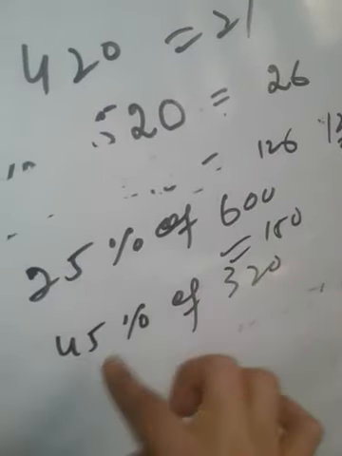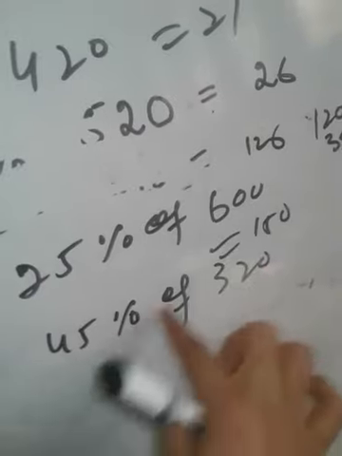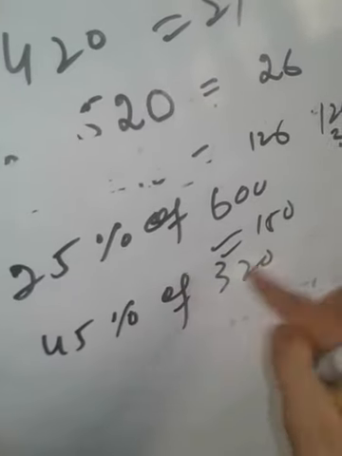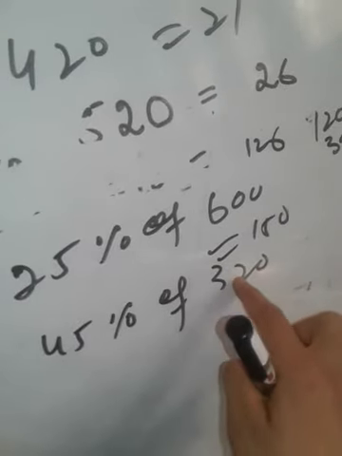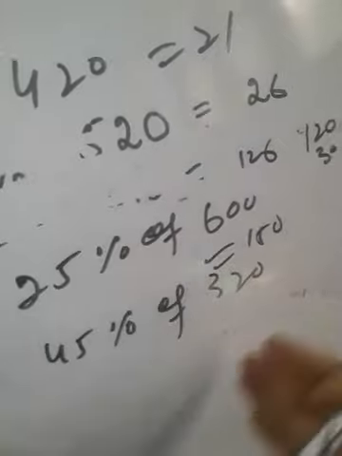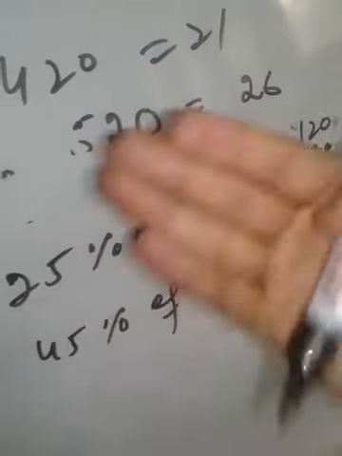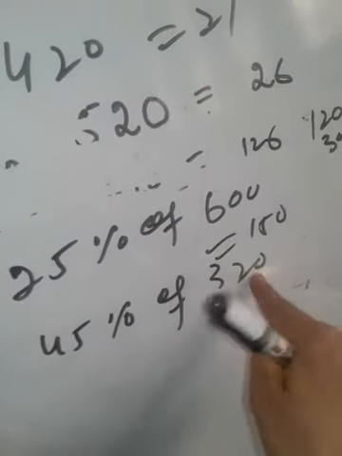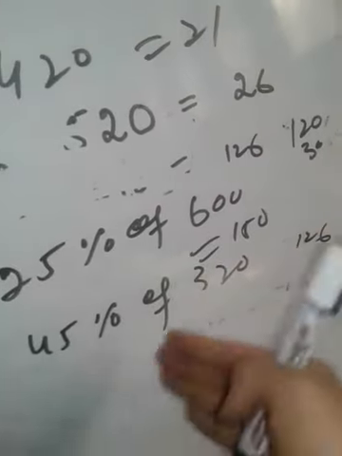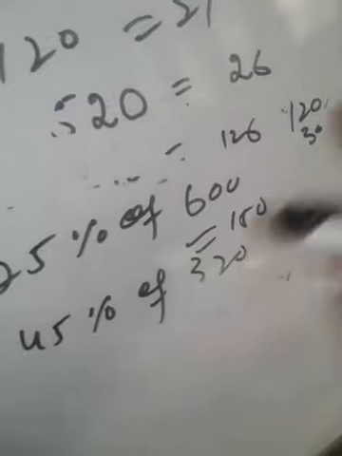First of all, we will find 10%. What is 10%? 10% of 320 is 32. So you need to find 45%, and 40% is how many times 10%? It is 4 times. So multiply it by 4. 4 twos are 8, 4 threes are 12. You have to do this mentally.